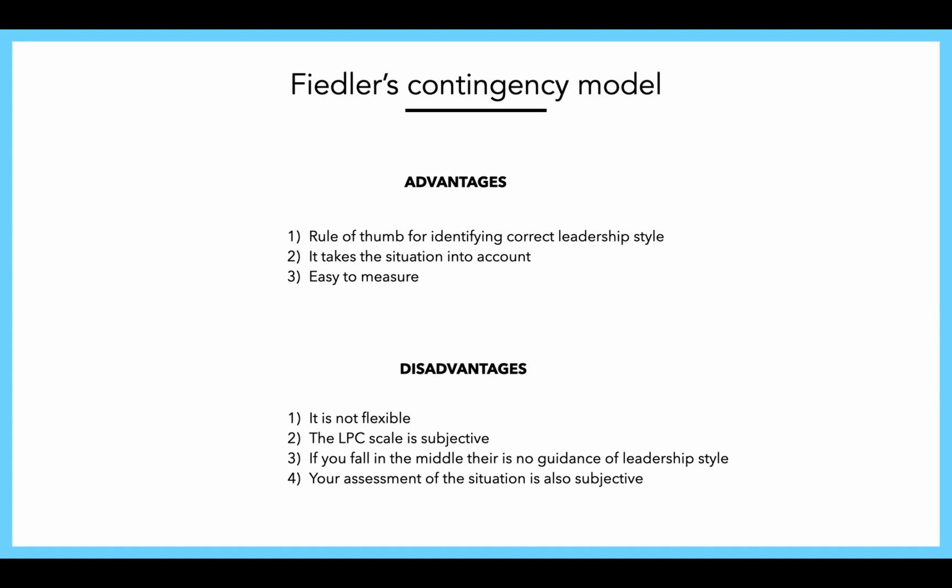Why can you not be task and person orientated? If you fall into that middle, there's no guidance on your leadership style. And nowadays, it's very common that you do build relationships and you're task motivated. The LPC scale is subjective. Lots of people can feel that in different ways. It is subjective, and your assessment of a situation is also subjective. In your head, that might be a favourable situation, but if someone else analyses it, it might not be. So these were some of the disadvantages of Fiedler's contingency model of leadership.